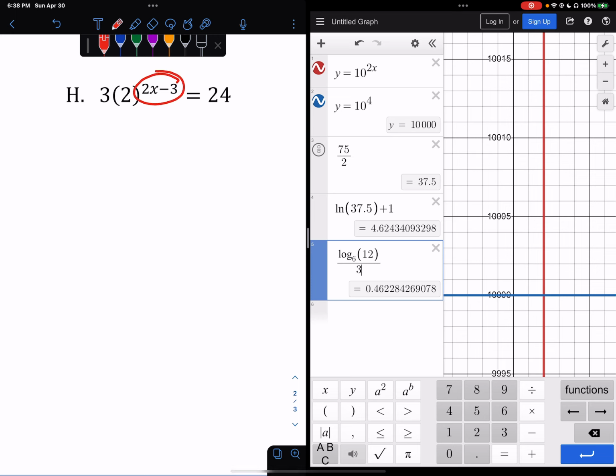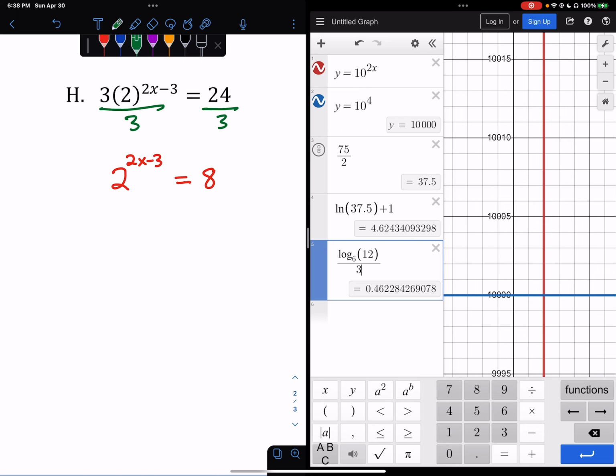So again, 2x minus 3 is our exponent. It's attached to the 2, so we need to get rid of everything else. There's nothing to add or subtract over here, which is good, but I do see this 3 in front. Since it's multiplying, we're going to have to undo multiplying by dividing. So we get 2 to the power of 2x minus 3 equals 8.